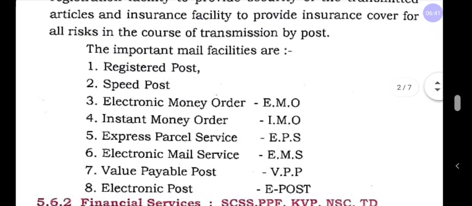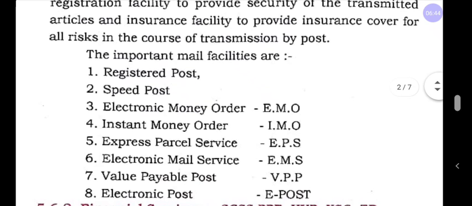The important mail facilities are registered post, speed post, electronic money order, in short EMO, instant money order, and express parcel services. There are differences between express parcel services and parcel services. Express parcel services charge more than parcel services, and the delivery takes only a few hours. Normal parcel services take 1 day or 1.5 days, depending upon the distance of the place.